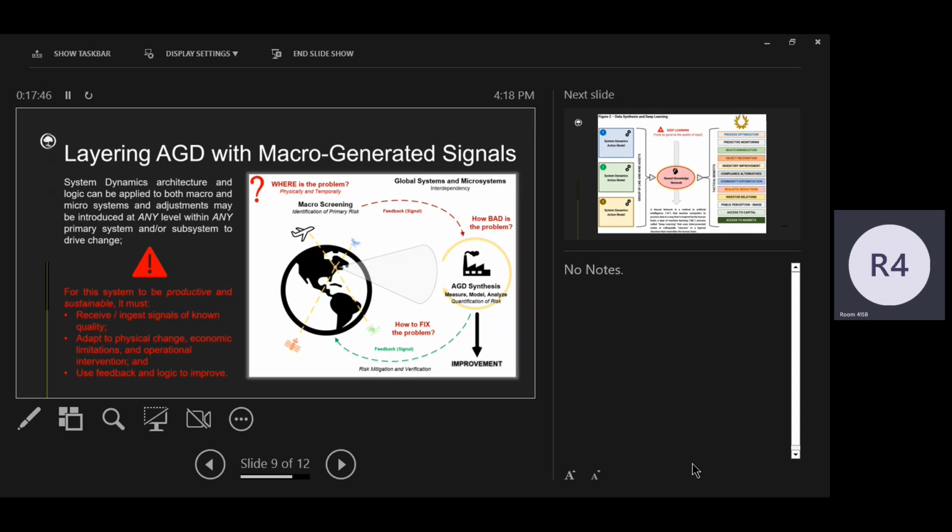And so there's a couple key things. Number one, in order for this system to work properly, it has to be evergreen. So you have to be able to address change at any given moment. And so that's a problem. The other problem is the reception of signals that are of known quality. Is this data reliable? How do we feel about it? Can we weigh it into this system or not? So you have to understand the quality of your data. Adapt to physical change, economic limitations, and operational intervention.